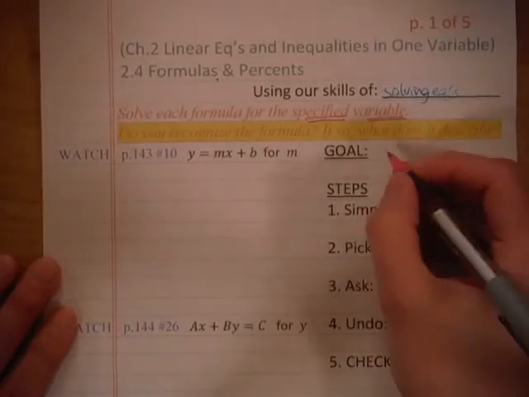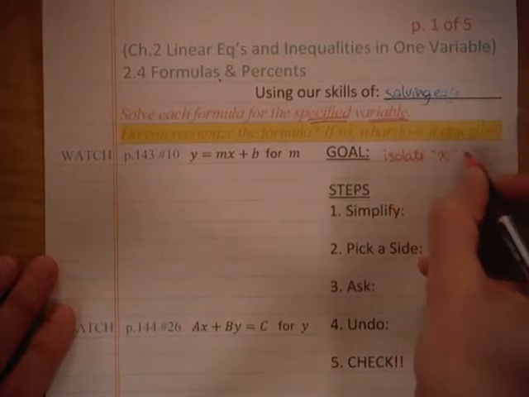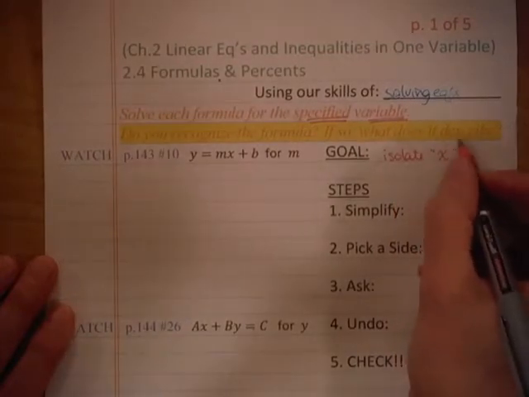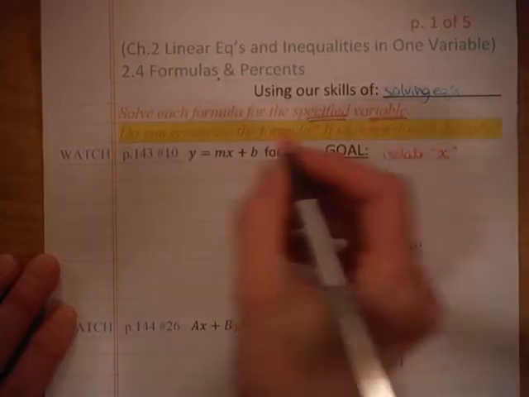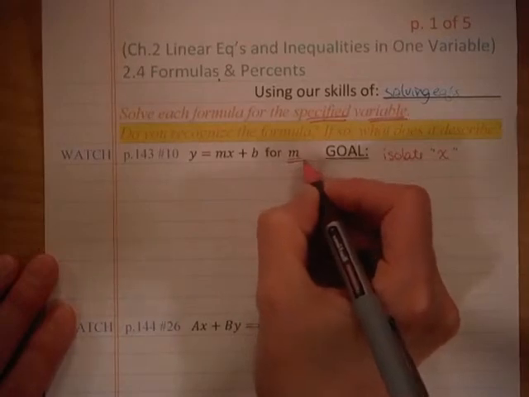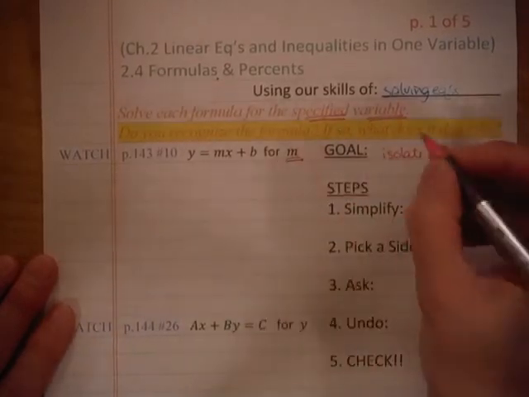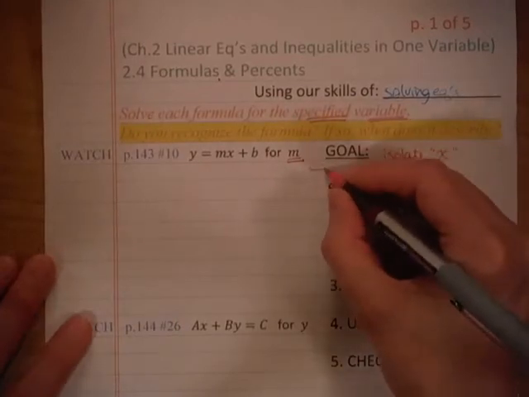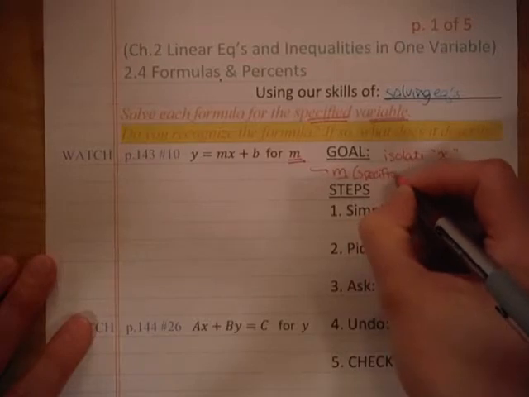Our goal, before we used to always say, well, we're going to isolate x, and we always put x in quotes because it depended on what the variable actually was. Now, instead of just focusing on x, because there is an x here in this equation, we want to focus on the variable they specify. So in this case, it's for m. We're going to solve for m. So in this case, m, the specified variable.